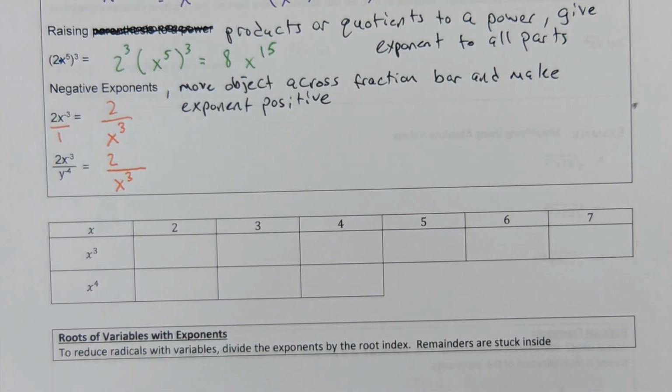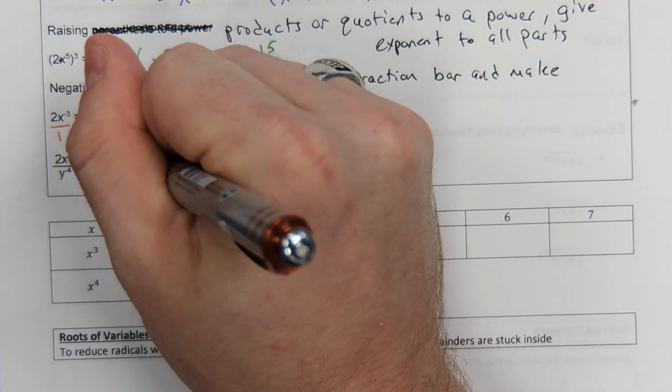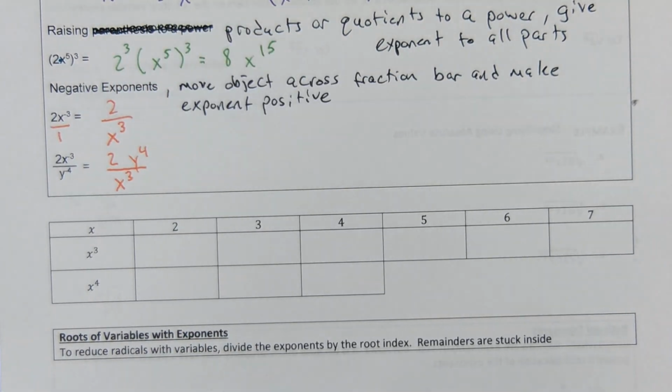Does the y have a negative exponent? Yeah, it does. That means it can't stay there either. It gets to move to the top. And now its exponent is positive.